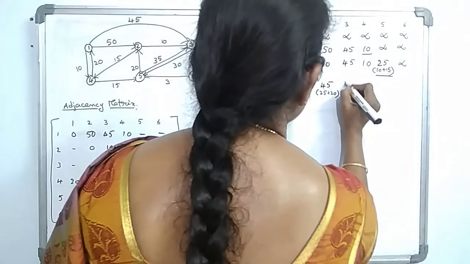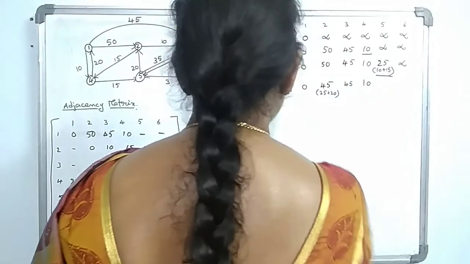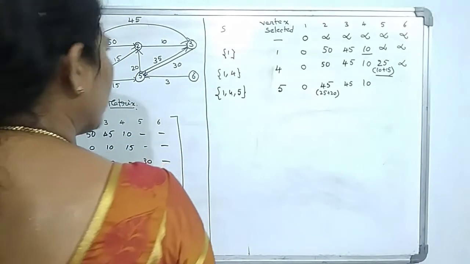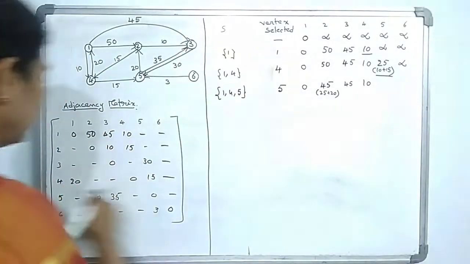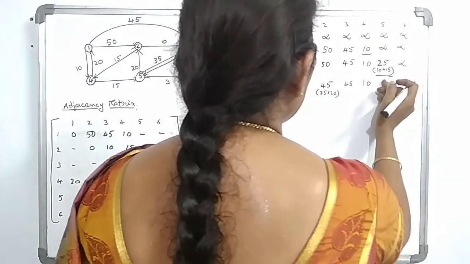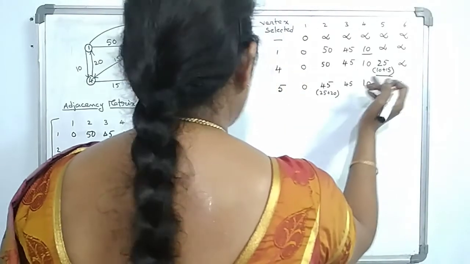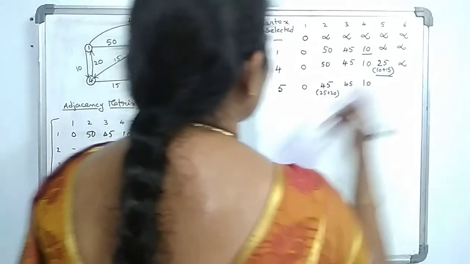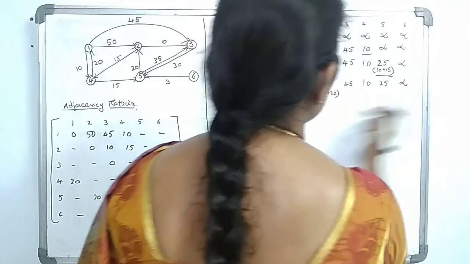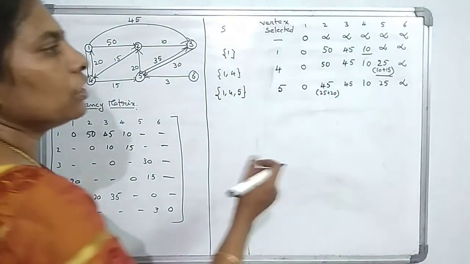And remaining we are having the previous values 45, 10. In that, if you are taking this 4, you are having 4 to 5, you are having 15. So in that you are already having the 25. So in that, if you are adding the 25 plus 15, 35. So the 25 is minimum, so you can choose the 25. Just infinity.